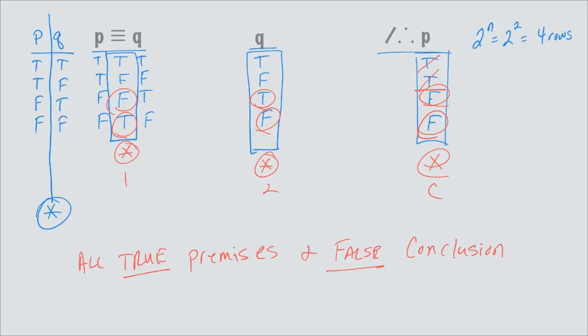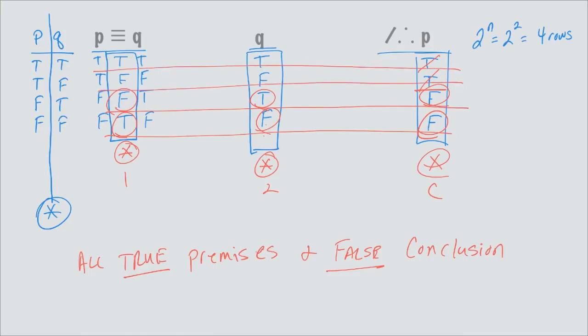So true, false, false. That doesn't meet the definition, right? An invalid argument is one in which the premises are all true and the conclusion false. Well, there's no row in these joint truth tables. And notice here as you go across, there's no row in which I have all true premises and a false conclusion, which tells me that this particular argument is a valid argument.